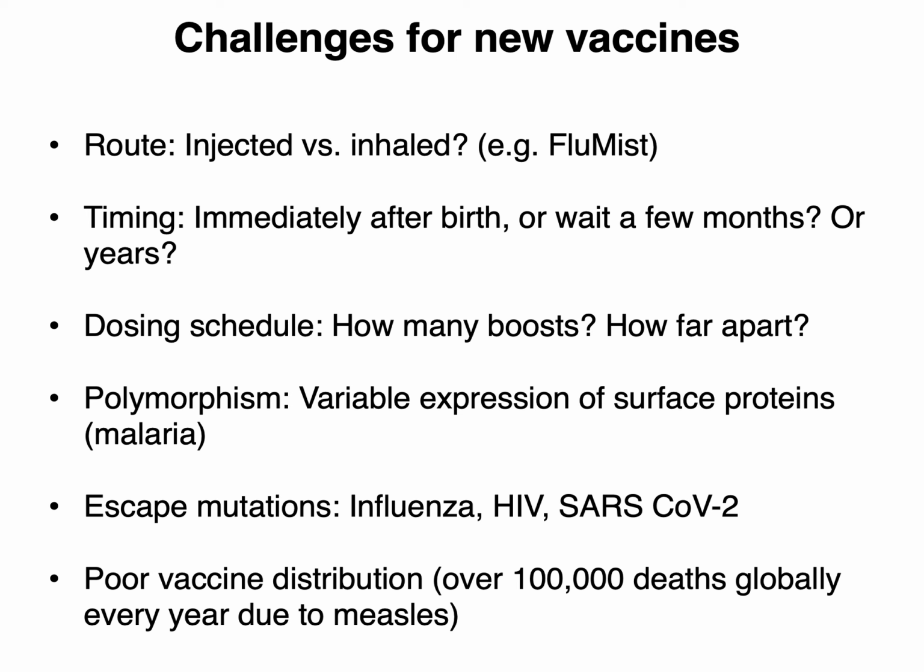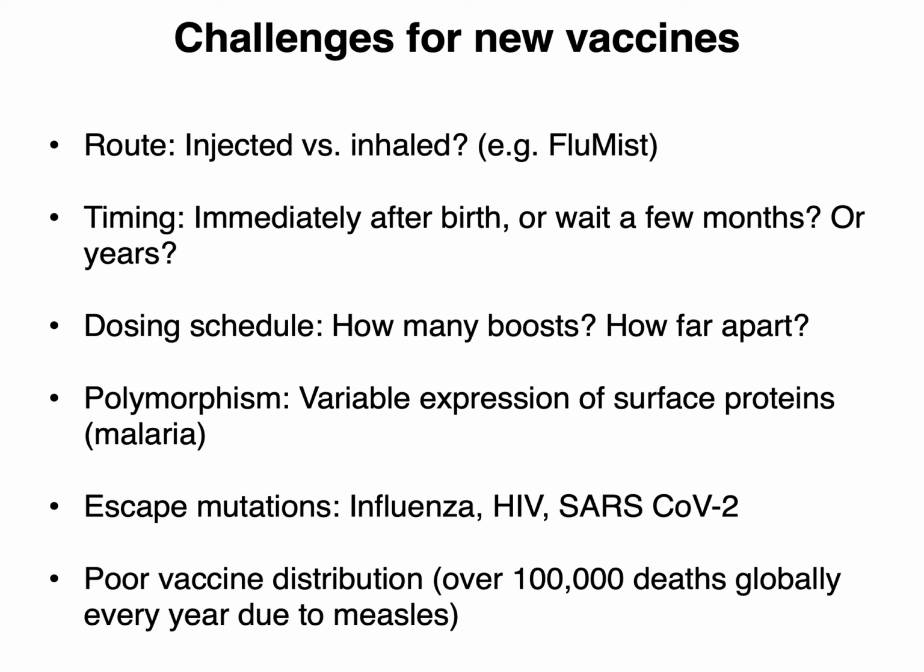What is the dosing schedule? How many boosts are optimal, and how far apart should those boosts be? We have to deal with the fact that many pathogens are highly polymorphic. Malaria is infamous for its ability to express many different antigens and thus evade current vaccine approaches. Some pathogens are also infamous for their ability to develop escape mutations, such that we are constantly having to develop new versions of the vaccine for things like influenza and COVID-19, or we are unable to develop vaccines at all, such as for things like HIV.